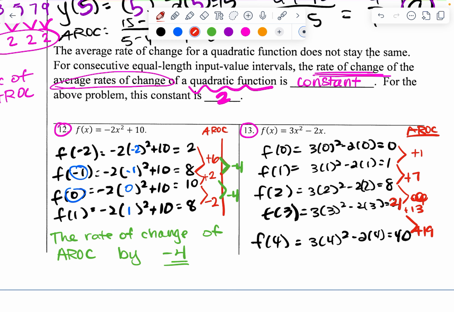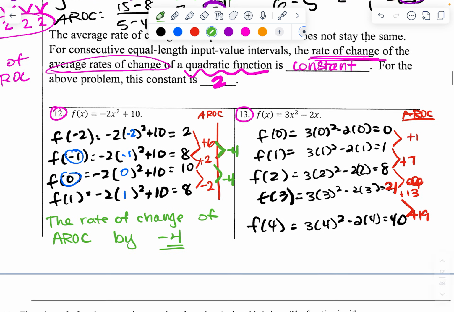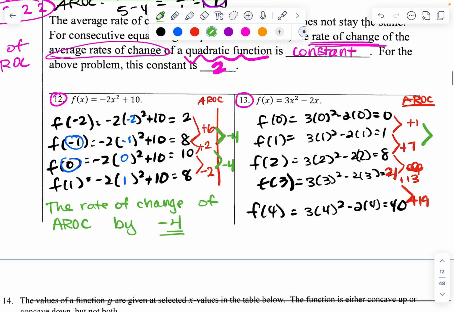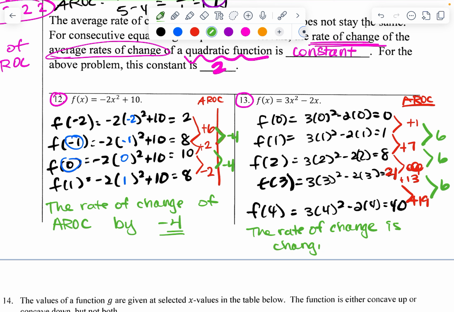Okay, so now let's look for the rate of change of the average rate of change. So how is this changing? It's adding 6, it's adding 6, it's adding 6. So what do we notice here? The rate of change is changing by 6. Or the rate of change of the average rate of change is 6.